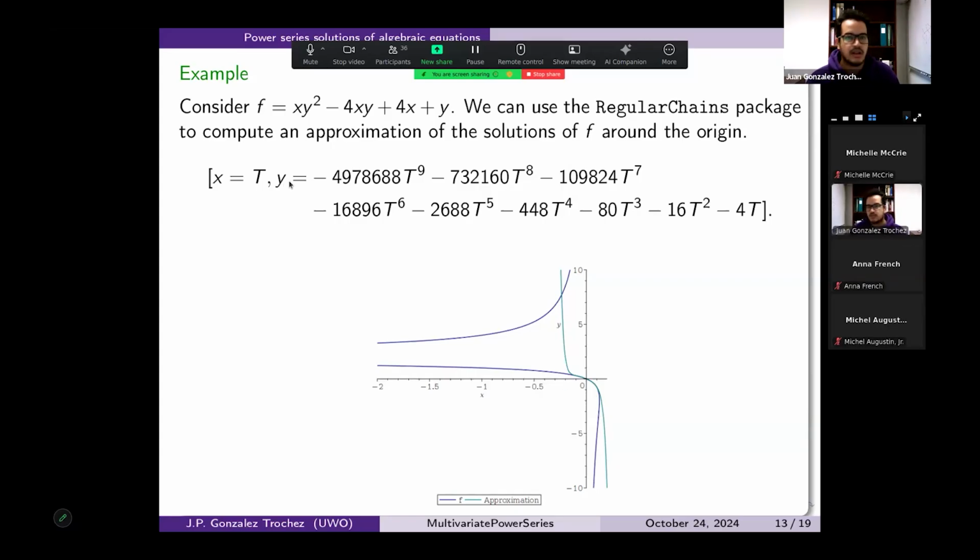I would like to make a small remark here. This is a polynomial of degree 2, so we expect to get 2 branches, but the RegularChains package currently only returns 1 branch. This is because the second branch is a branch that goes to infinity when we go near the origin, and for that reason, the package is not returning this other branch.